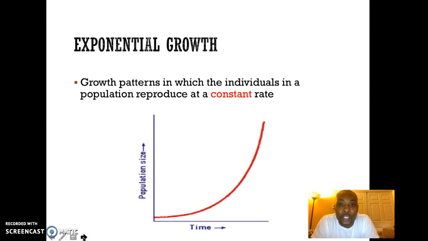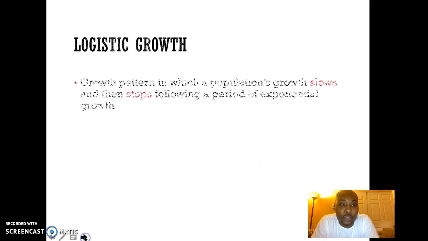Now, another concept related to population growth is exponential growth. And this refers to growth patterns in which the individuals in a population are reproducing at a constant rate. So you can take a look at this example here of this graph indicating organisms that are increasing at an exponential rate. And then there's also logistic growth. This refers to growth patterns in which a population grows slowly at the beginning and then it stops following a period of exponential growth. This is a little bit more common.